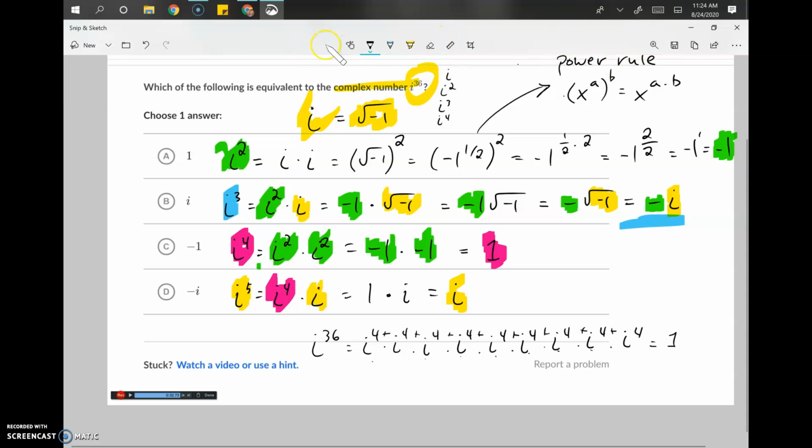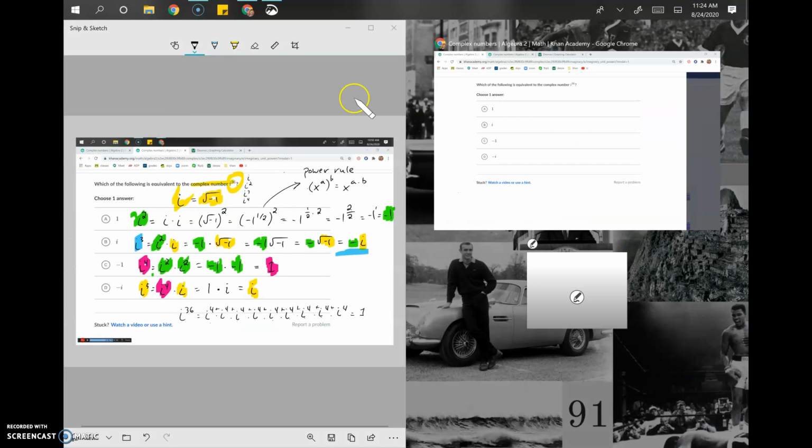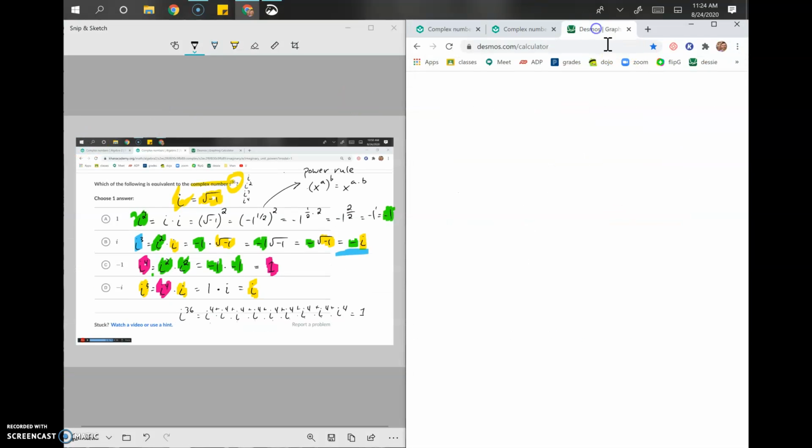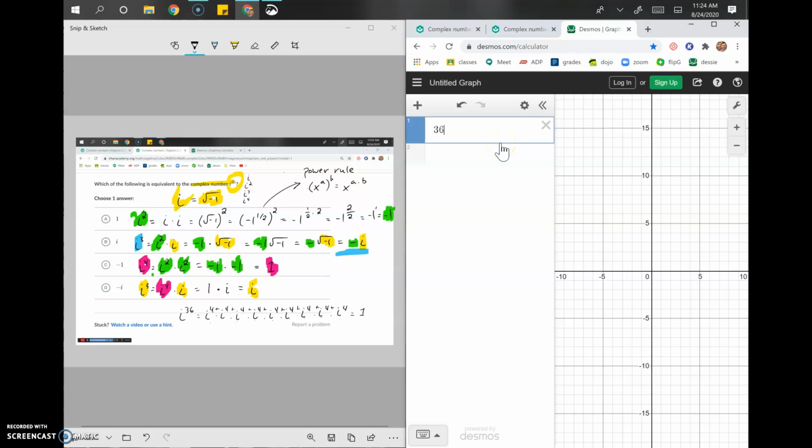Another way to think about it is, let's just go to Desmos. If we know there's a pattern that emerges from these, then let's type in the exponent, 36, and divide it by 4. If it comes back as a whole number, then it's got to be i to the fourth power, which means it's got to equal 1. If it comes back as a decimal, let's go 35, because if i to the 36th is the same thing as i to the fourth, then i to the 35th is going to be the same thing as i to the third.